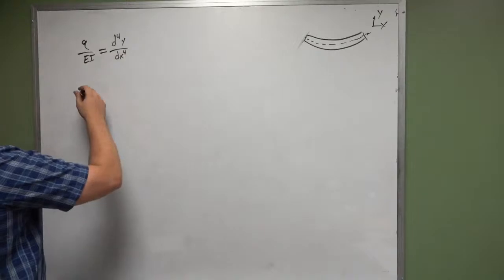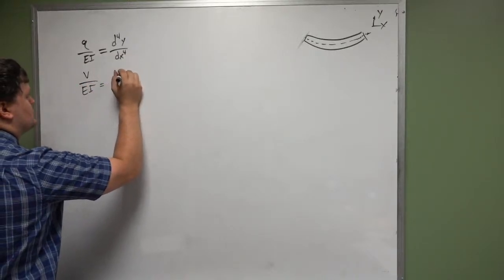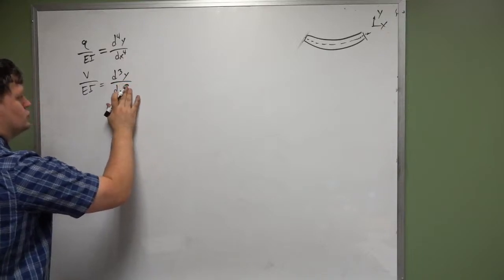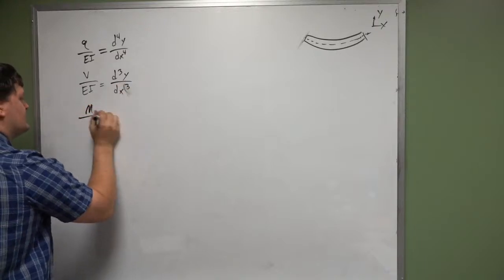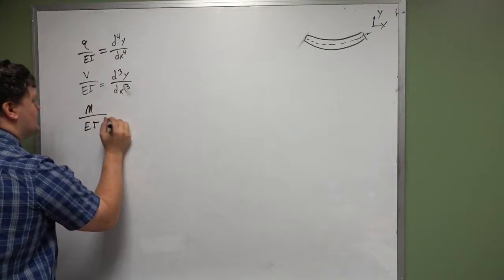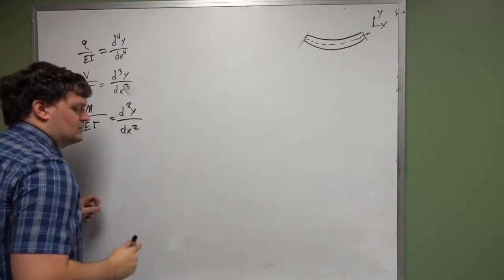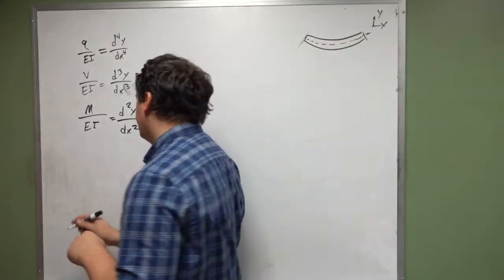Okay, now step 2. You take the integral of that. V over EI is equal to the integral of that, the third derivative. Okay, you take the integral of that. M over EI. Okay, you take the integral of that.